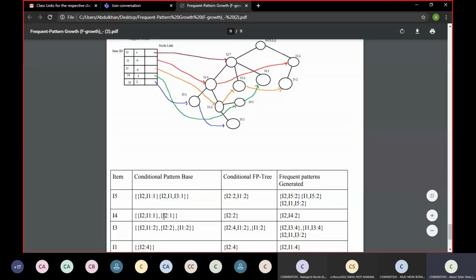Remember, I2 means that is 2, right? And I1 has only one occurrence, so we will not take this, and then we will simply join I2 to I4, I2 to I4, means that the support count is 2. Next we have I3.